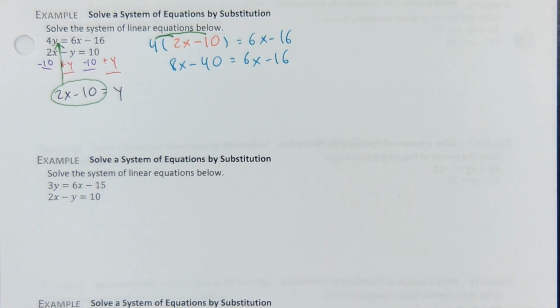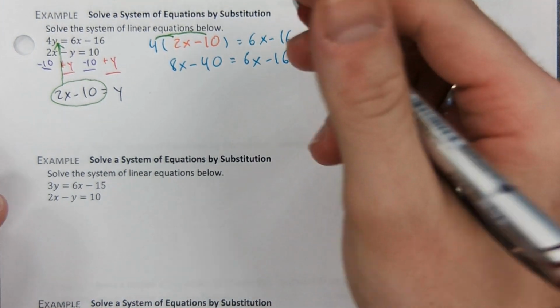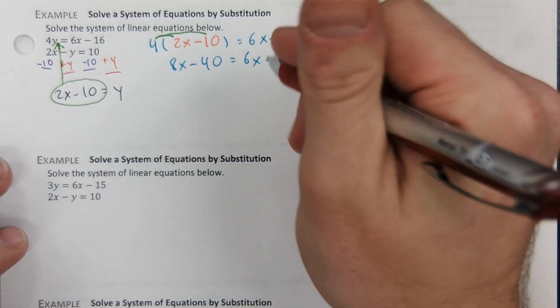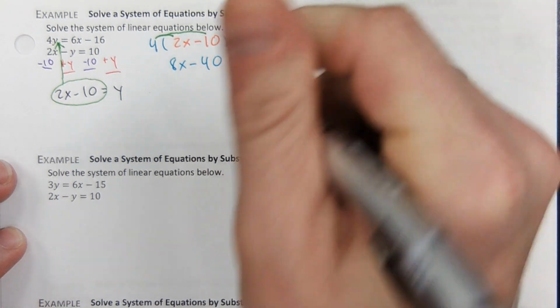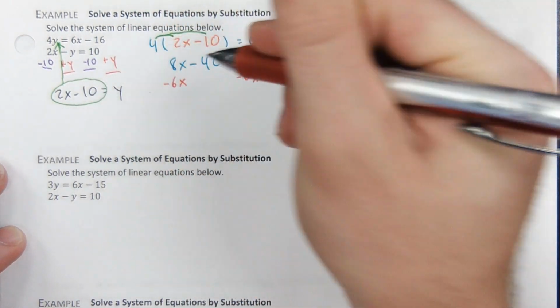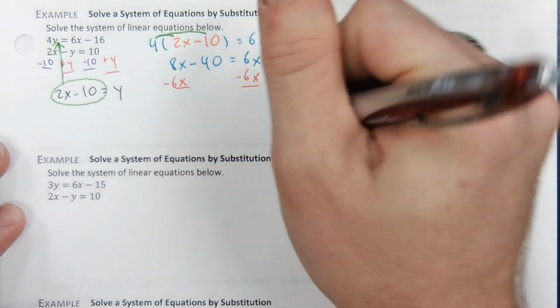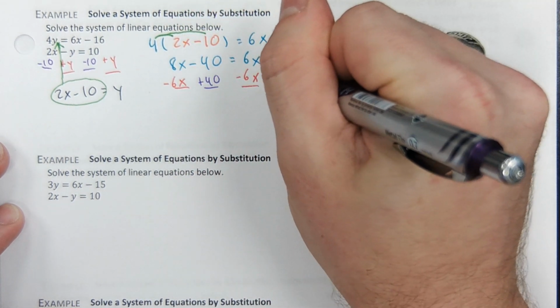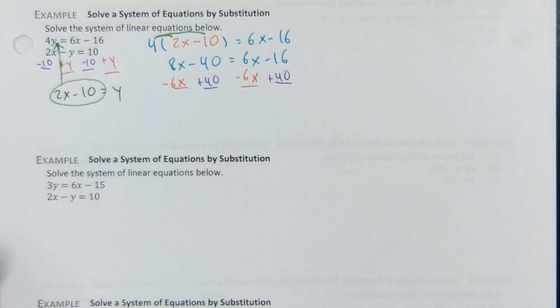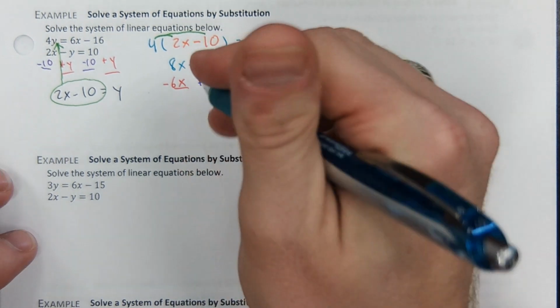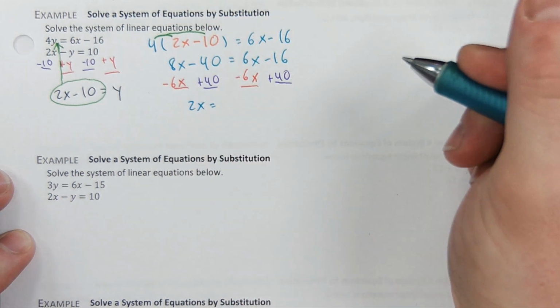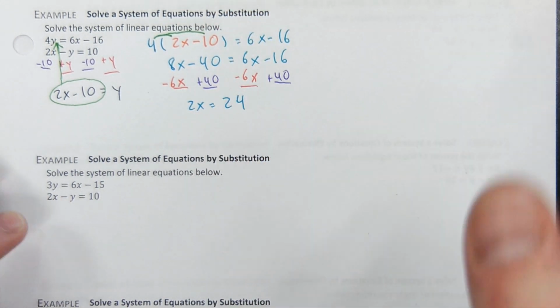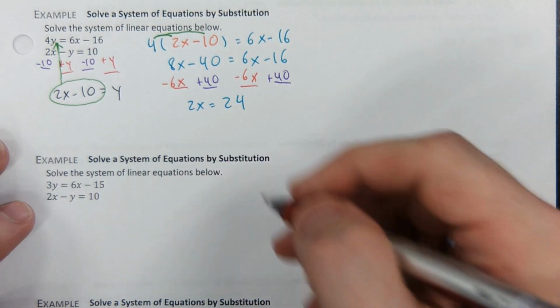Good old Algebra 1. Let's get all our x's, since there's no exponents, on one side and everything that doesn't have an x on the other side. I don't want to have to divide by negatives if I can avoid it. So I'll bring 6x to the left. And I will add 40 to both sides. What does it give me? 2x equals 24. And divide by 2.